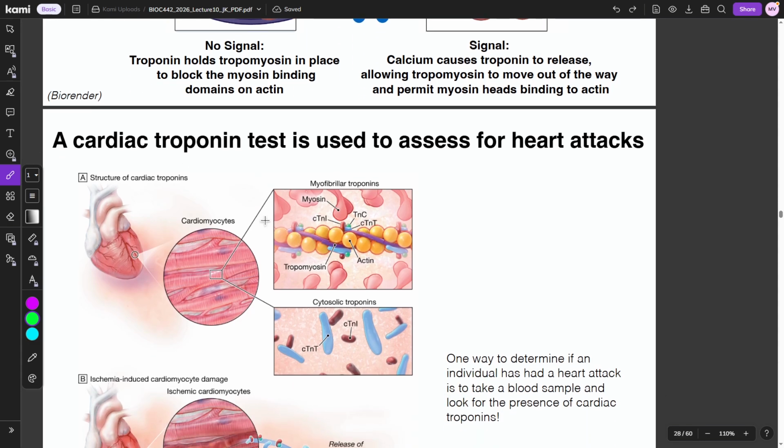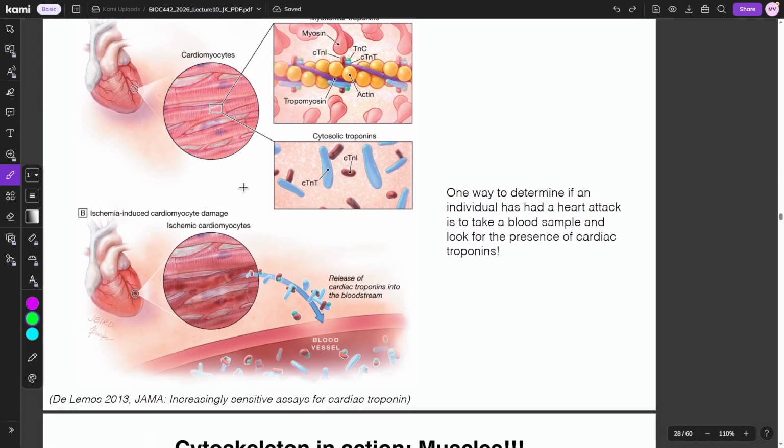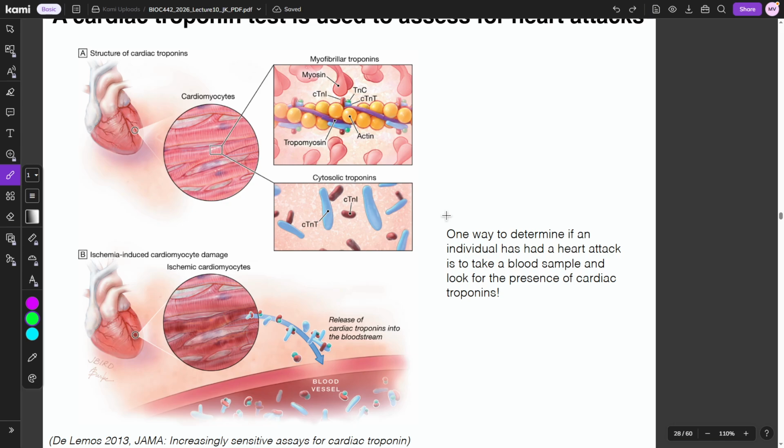Okay, so this is just a cool little piece of info. Cardiac troponin tests are used to assess heart attacks. So one way to determine if a person has had a heart attack is to take a sample and look for the presence of cardiac troponins. Because when a heart attack happens, that tissue becomes ischemic, so it loses blood flow, and so it causes bursting.